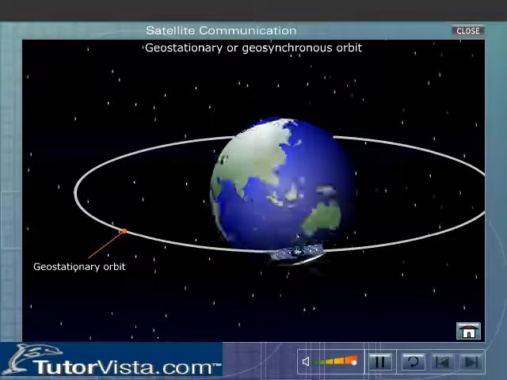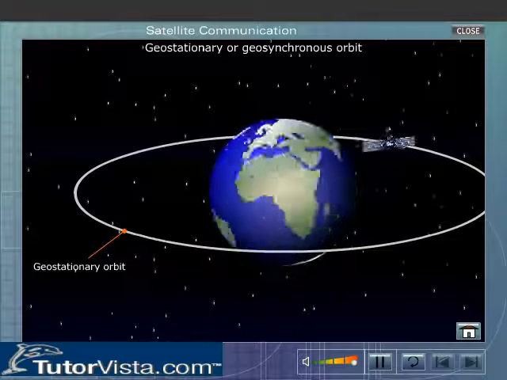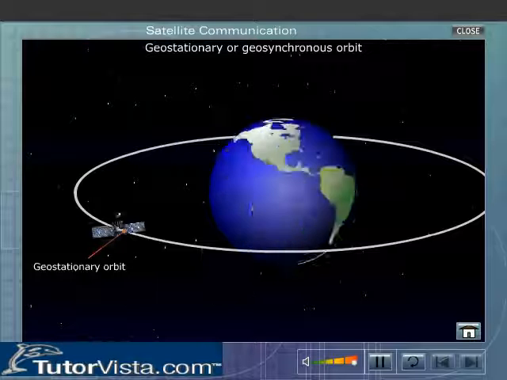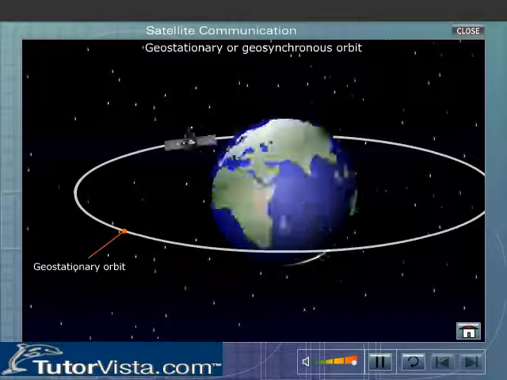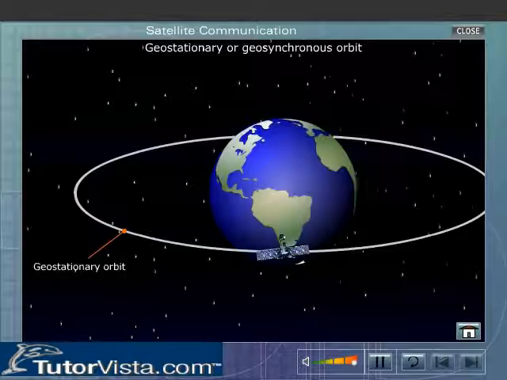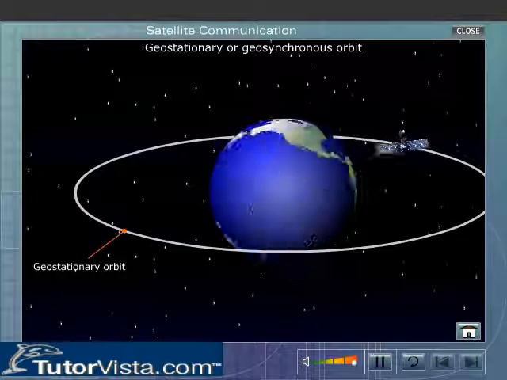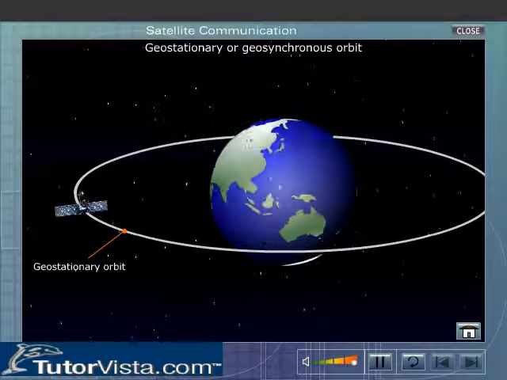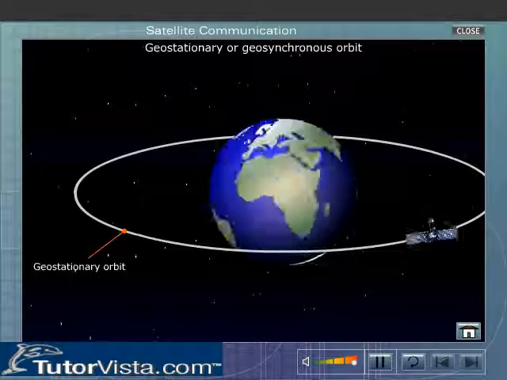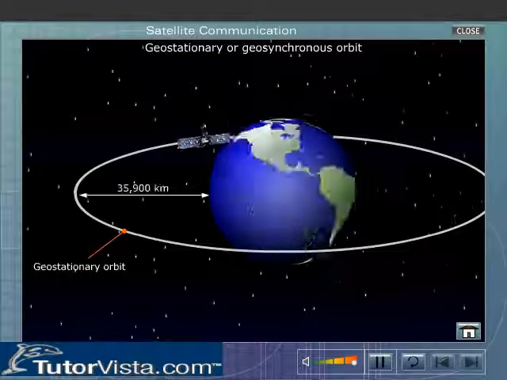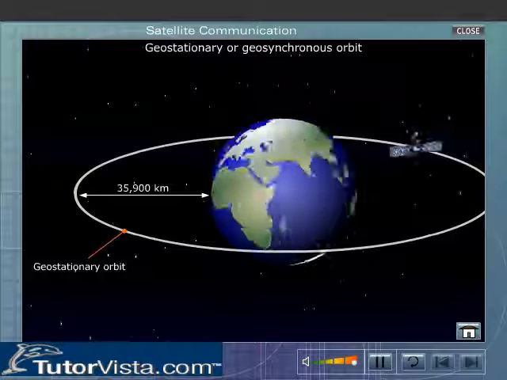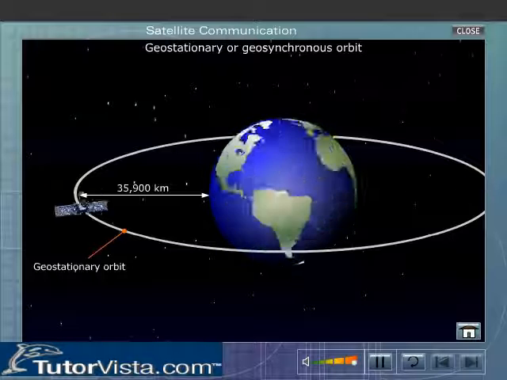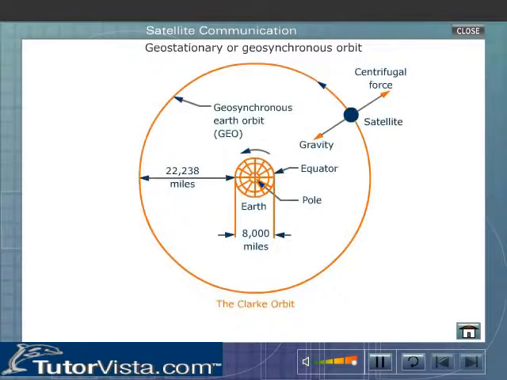Geostationary or geosynchronous orbit. In this type of orbit, the satellite takes 24 hours to circle once around the Earth. Since the period of revolution of the satellite is equal to the period of rotation of the Earth, the satellite appears to be stationary in the sky. For this reason, this 35,900 kilometers high equatorial orbit is called a geostationary orbit. The geostationary orbit is also known as Clarke's orbit.